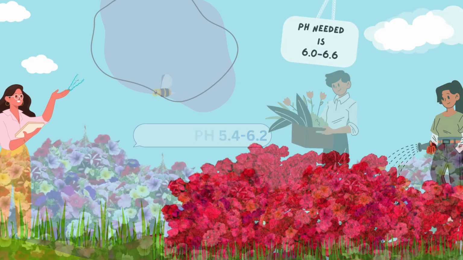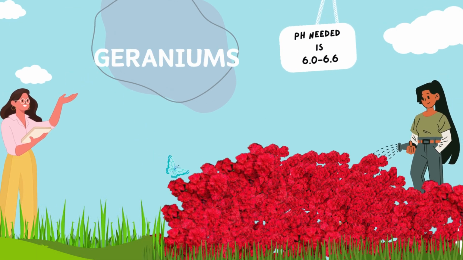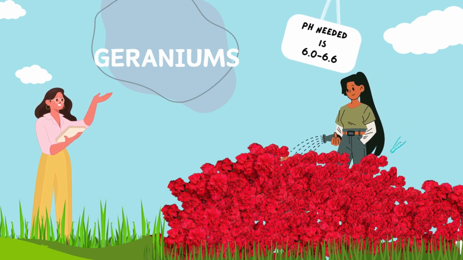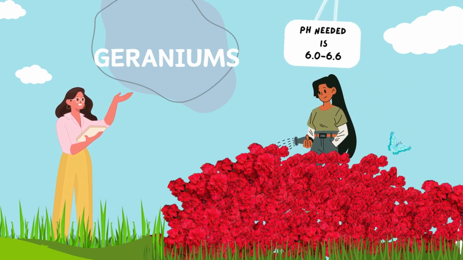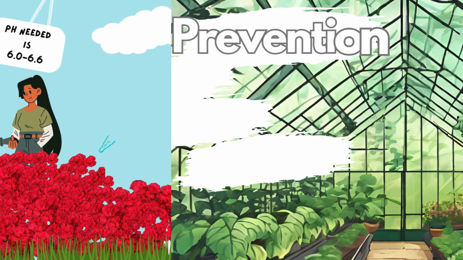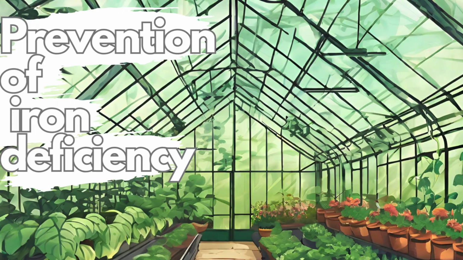Geraniums are well known as iron-efficient and are prone to iron and manganese toxicity at a lower pH. They need to be grown at a pH range of pH 6.0 to 6.6 to limit the amount of iron and manganese taken up. Now, let's talk about prevention of iron deficiency.